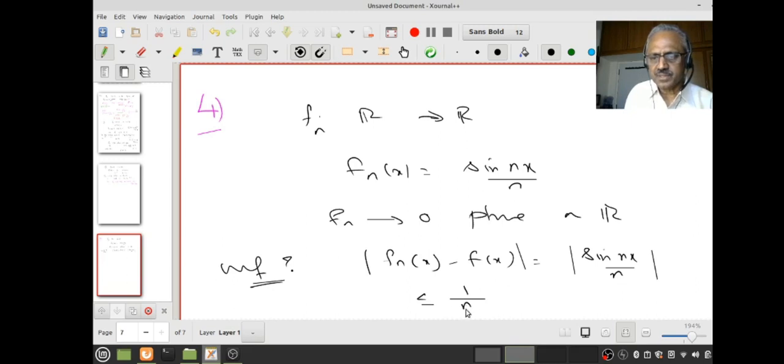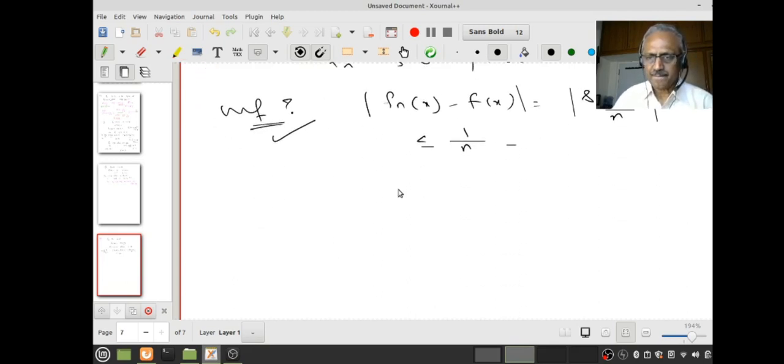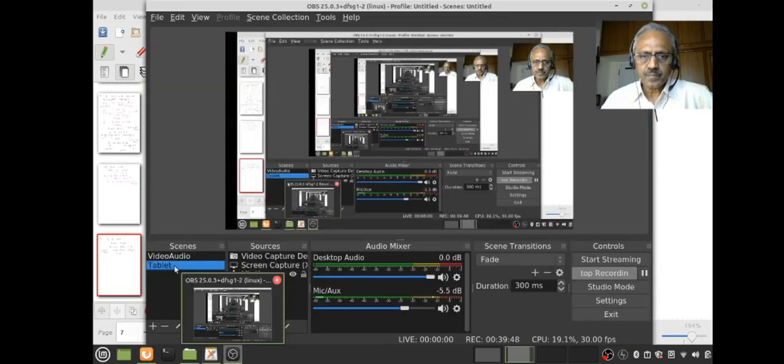So this estimate is independent of x, right? Therefore now you know how to prove, right? The convergence is uniform. Okay, right. So please go through all these examples.